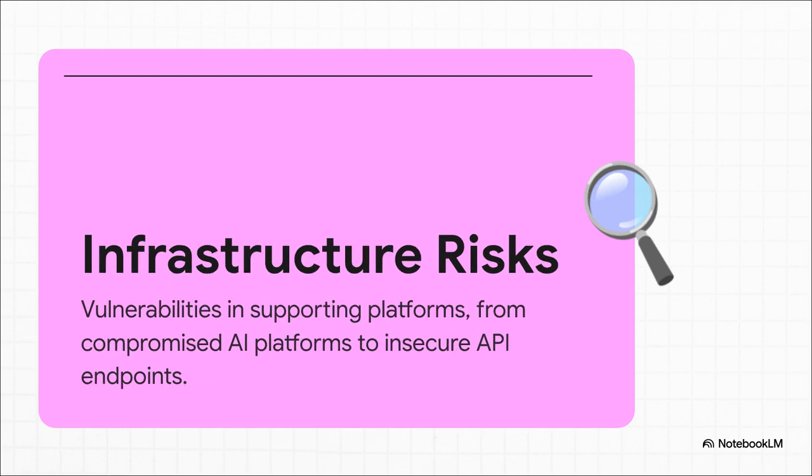The third dimension is infrastructure. You could have the most secure model on the planet, but it's totally useless if the platform it's running on is full of holes. This covers everything: the servers, the cloud setup, the APIs that let other apps talk to your AI. It's that classic weakest link in the chain problem.